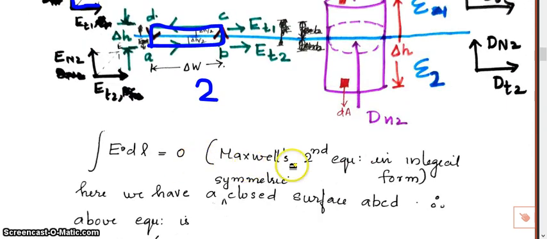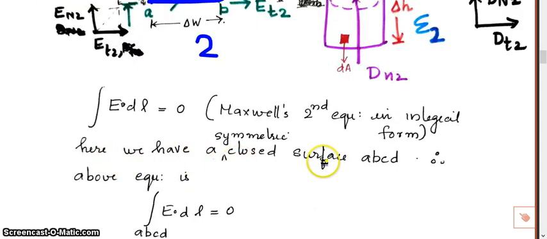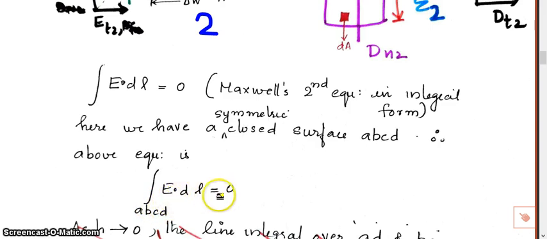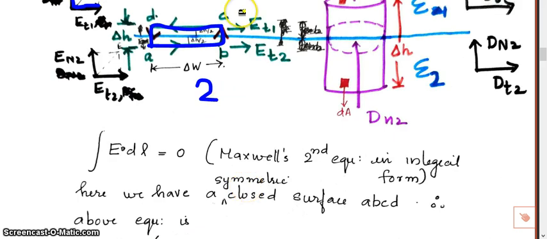Now we will make use of Maxwell's second equation in the integral form to evaluate the boundary condition of E. So this is Maxwell's second equation, closed integral of E dl is equal to 0. Here we have a symmetric closed surface A, B, C, D, so I am rewriting the expression as integral over A, B, C, D of E dl equal to 0. Now we have to find out the total electric field over this closed surface. Here I have marked two components: ET1, the tangential component across the first medium, and ET2, the tangential component across the second medium. Now I am going to find the total electric field across AB.